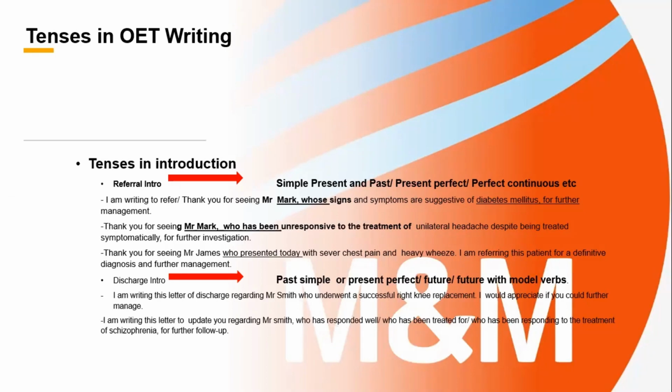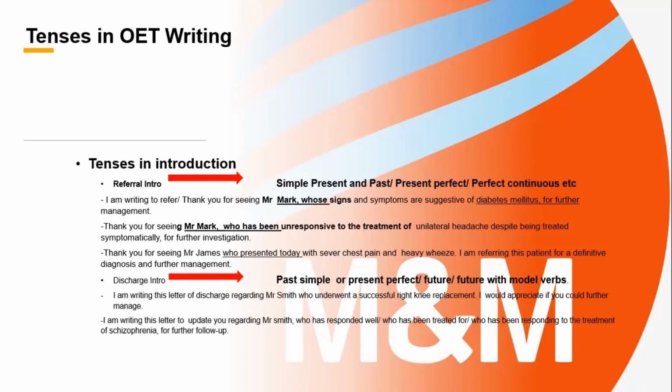Let's say, and heavy V's. So if we have a presenting symptom, we can write it down in the past simple tense, right? Then we can see the discharge introduction. In the letter of discharge, we can write it down in past simple or present perfect tense, or maybe future tense with a modal verb.